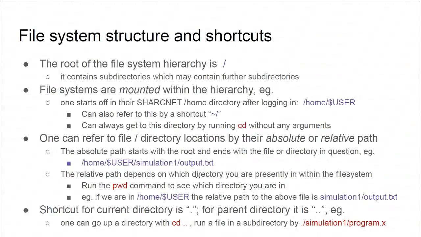Contrary to that, there's the relative path. So it depends on which directory you're presently in within the file system. So you can run pwd. That command will show you which directory you're actually in. And then you can construct a path relative to that location to where the file is. So for example, if you're in /home/user and you want to construct a relative path to this output file, it would just be the subdirectory simulation1 followed by the name of the file.